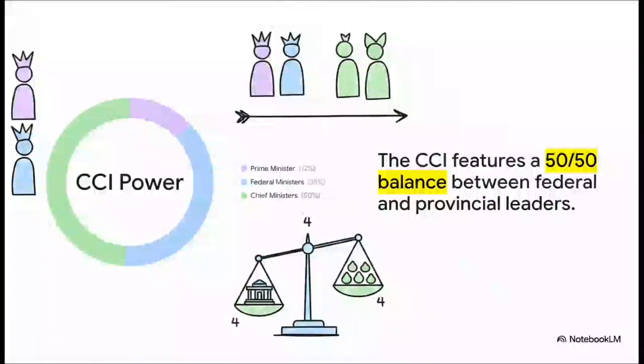On the federal side, you've got the Prime Minister of Pakistan, who chairs the council, alongside 3 federal ministers nominated directly by the Prime Minister. So that's 4 voices for the central government. Balancing them exactly on the provincial side are the 4 provincial chief ministers. 4 federal representatives match perfectly against 4 provincial representatives. It is a structure quite literally designed so that neither the central government nor the provinces can easily overpower the other when it comes down to a vote.